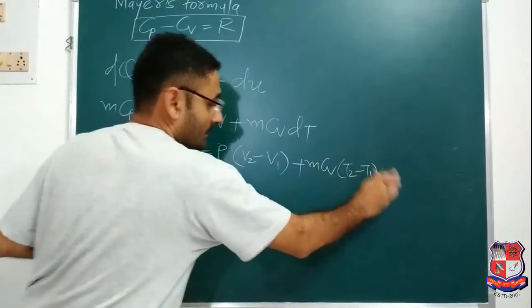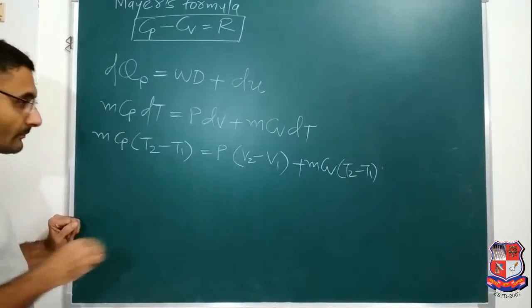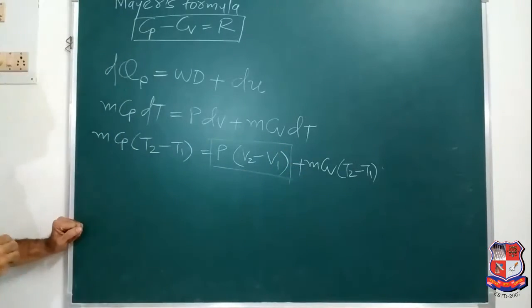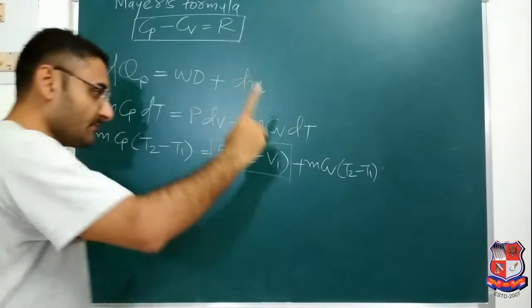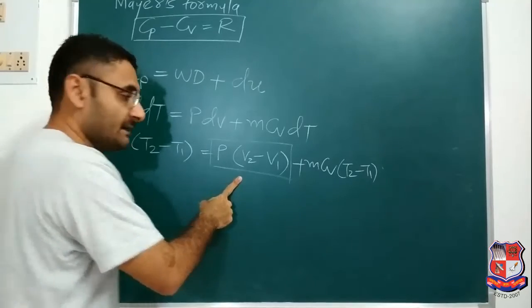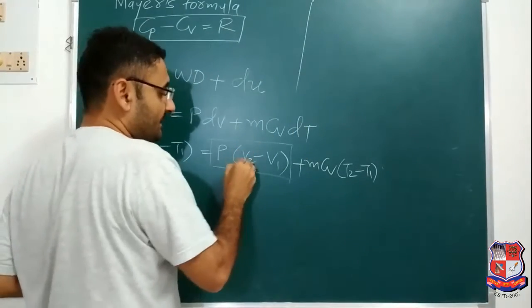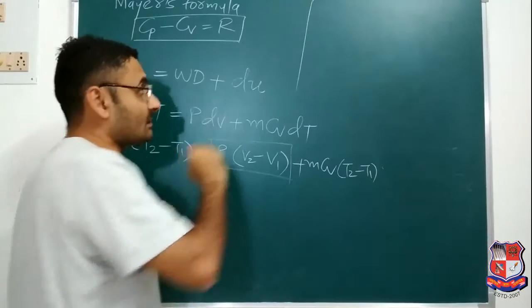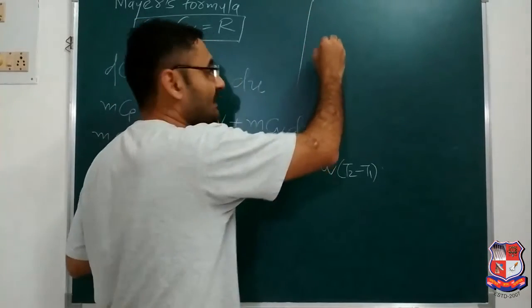Now after that, what can we see? In this equation we will find out the value of P(V2 minus V1), and whatever value comes, we will insert it over here. How? Over here I will find the value of P(V2 minus V1) by using the universal gas constant with the ideal gas equation.